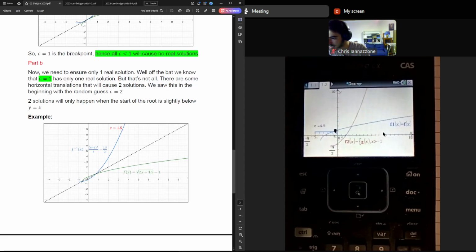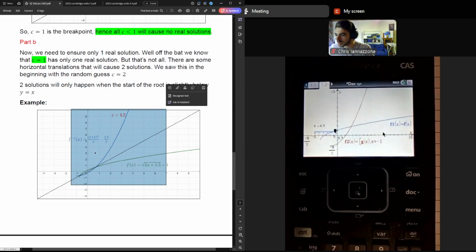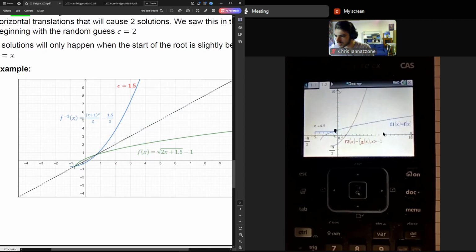Because if you see here, for example, c equals 1.5 on the screen share, you'll notice that there's a certain bit of grey area where there will be two real solutions. If you have c equals 1, you're tangent. If you have c equals 1.5, you're in this middle bit here where there's two real solutions for your inverses.